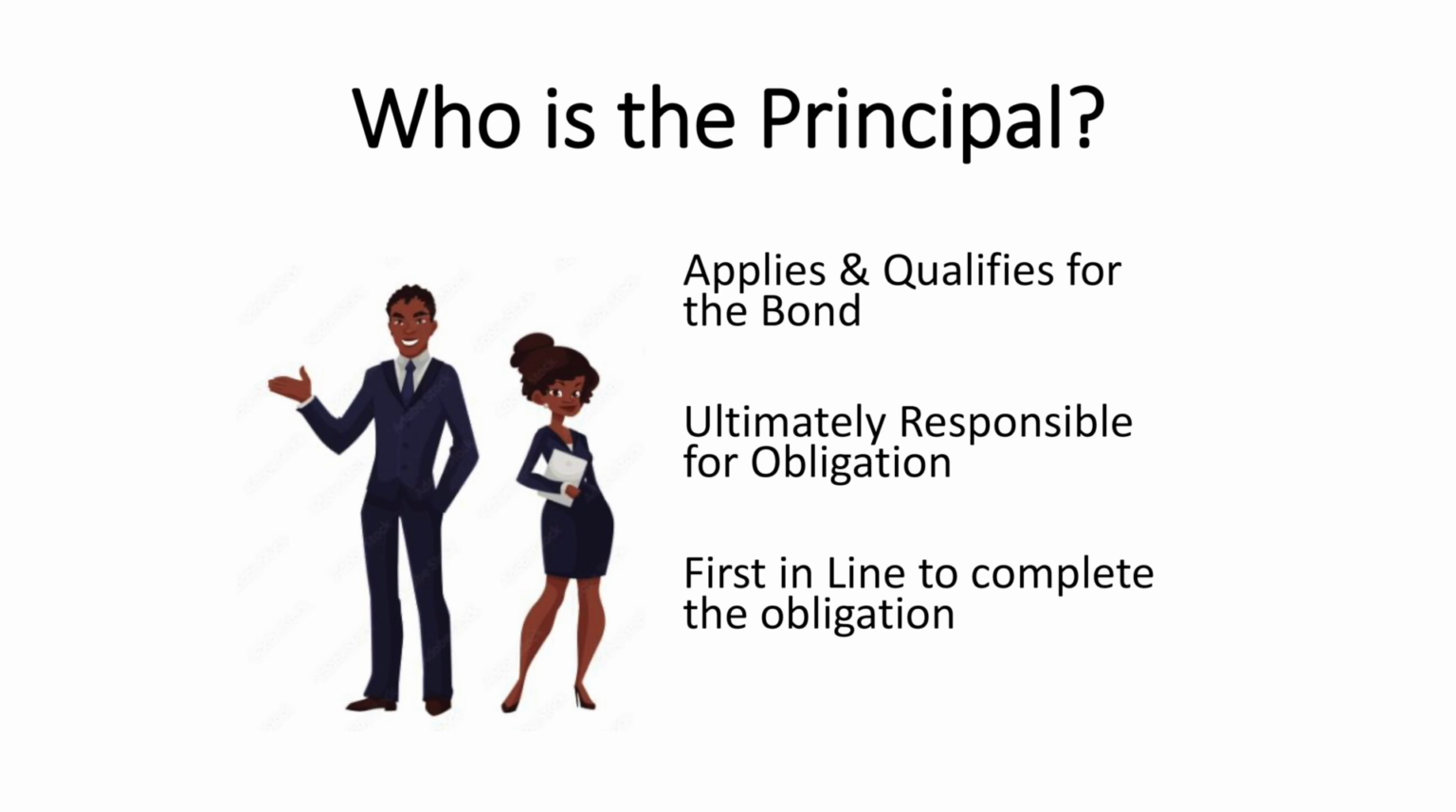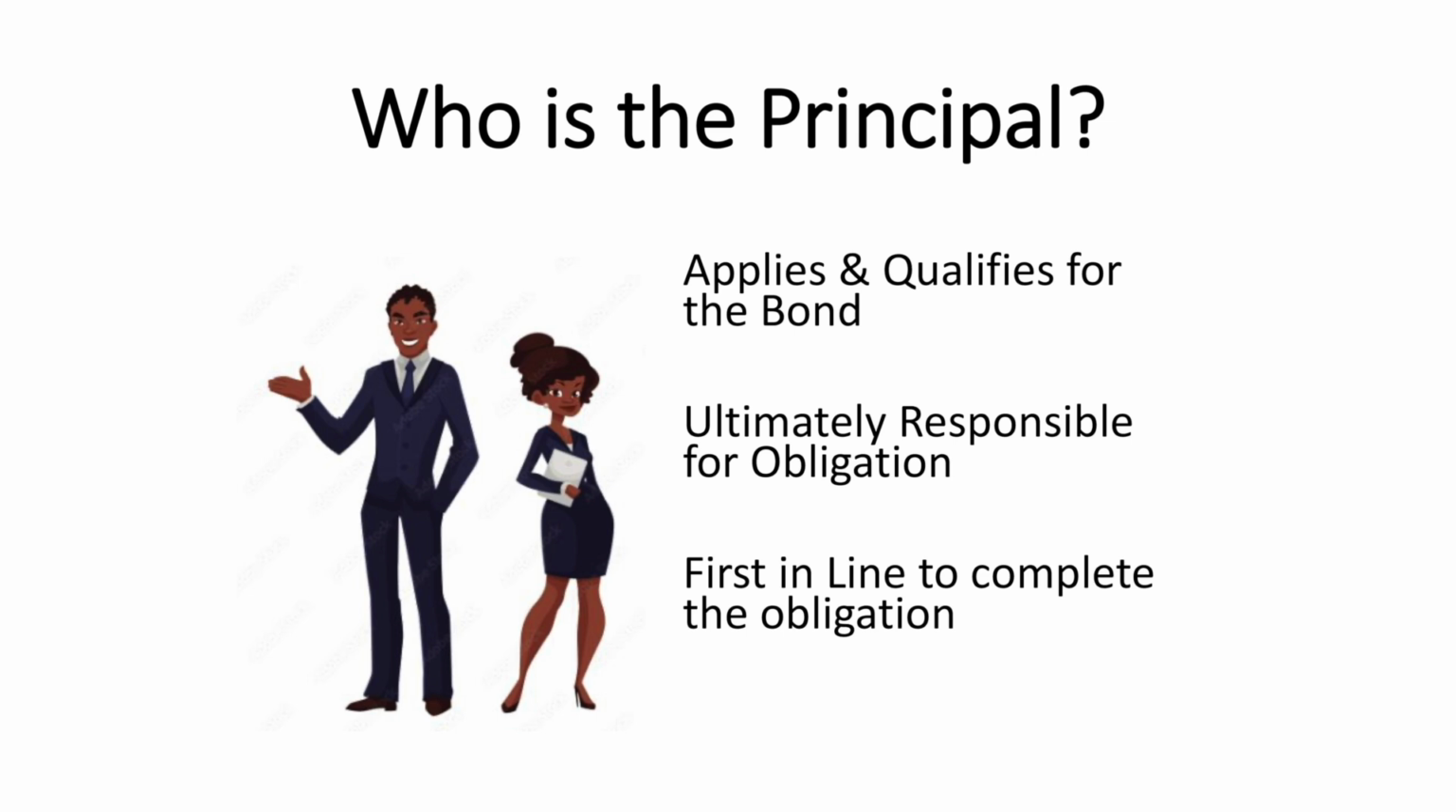All right, the next party to our surety bond is the principal. If you're the contractor or you're the client looking to get a bond, then you are the principal. If you're an agent, your client is probably the principal. Your principal can be a corporation, it can be an individual, it could be a partnership. The principal is the one ultimately purchasing and applying for the bond.